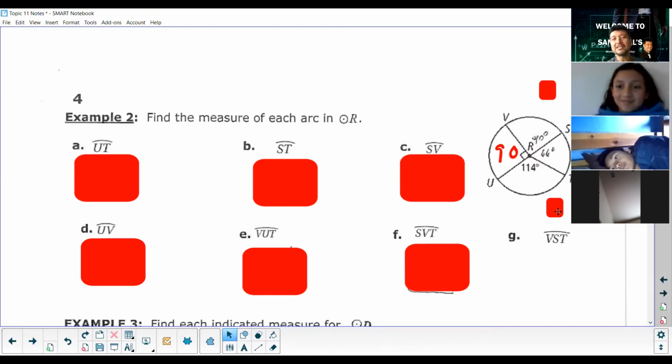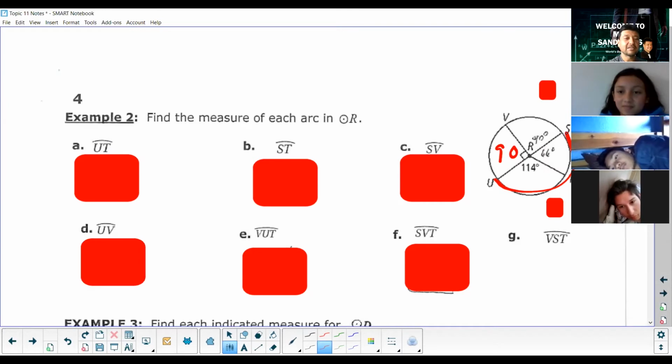I would have done, you see how from here to here, this is 180 degrees? This one right here is a semicircle. I would have done 180 minus 114, but your method works too. Okay, so that's good. All right, now let's answer these questions.